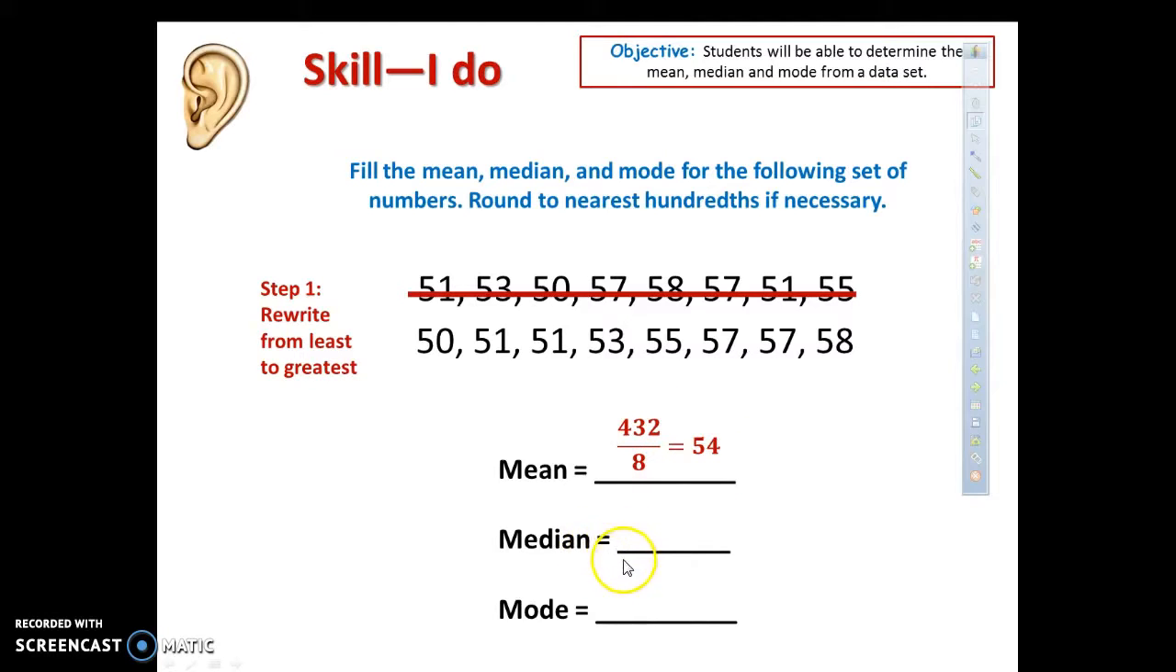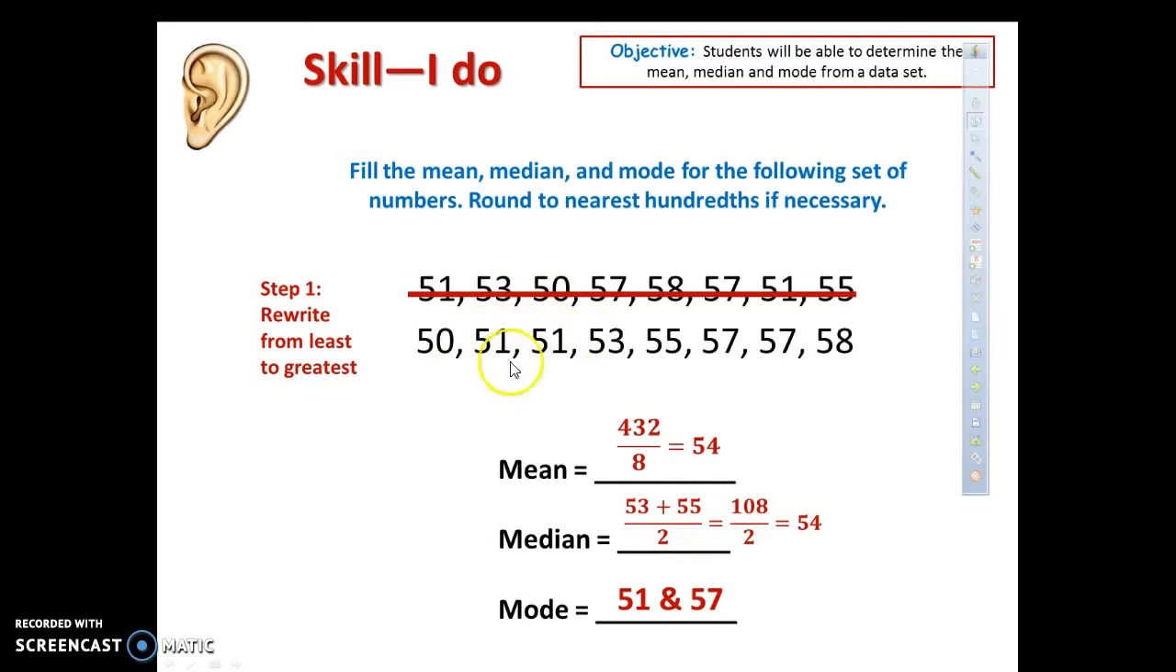The median, that's the middle number. So remember I said if there is no middle number, what we do is we take the middle two numbers and divide by 2. So I have 8 numbers, and since it's even, there's going to be 4 on this side, 1, 2, 3, 4, and 4 on the other side, 1, 2, 3, 4. So I have my two middle numbers. I'm going to add them, 53 plus 55, and divide by 2. 108 divided by 2 is 54. So notice the mean and the median are exactly the same. And then mode, that's the number that appears the most.